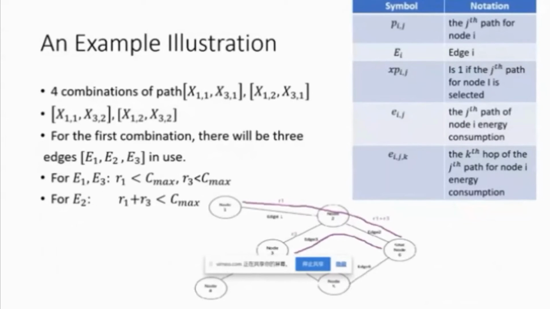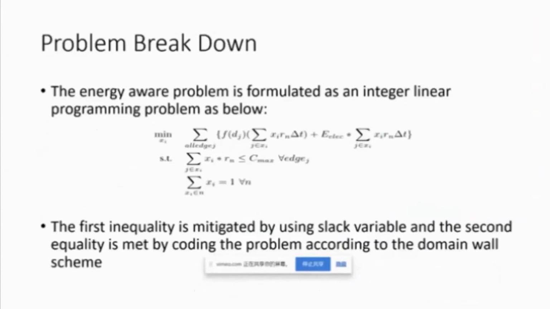So there will be four possible combination pathways. Suppose we select both the first path of each node. Edge 1, edge 2, and edge 3 are in use. The traffic from node 1 goes through edge 1. The traffic from node 3 goes through edge 3. The traffic from both node 1 and node 3 goes together through edge 3. We have to make sure the edges are not overcrowded. Overloading an edge will lead to packet loss and transmitter edge.